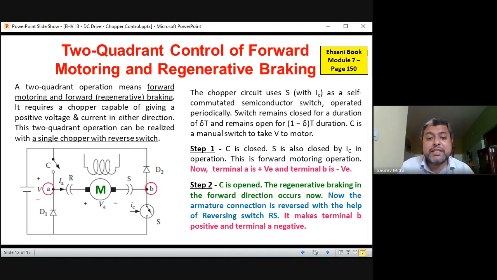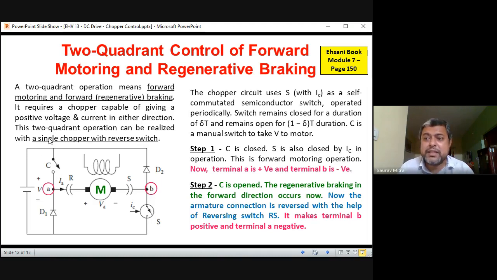Now the armature connection is reversed. So R is taken to the right and S is taken to the left. In this case, by using the reversing switch RS, the RS terminals are interchanged. It makes terminal B, which comes on the left side, positive, and terminal A, which comes on the right side, negative. That means R and S we are interchanging after we open the switch C.